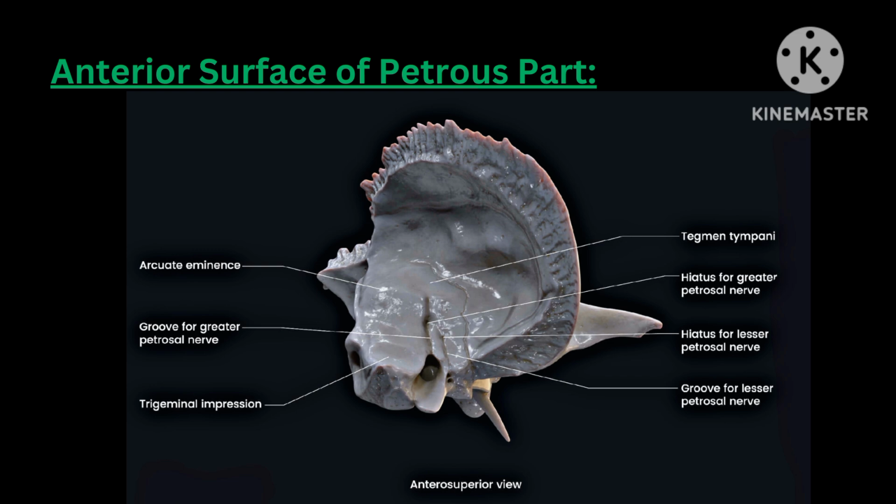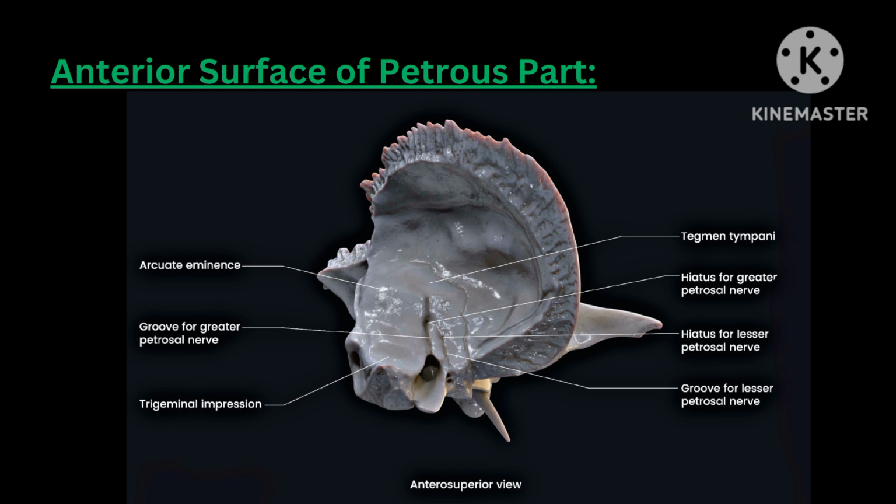The hiatus for the greater petrosal nerve is a shallow groove in the petrous part leading to an oblique opening. It connects the facial canal to the middle cranial fossa. The opening serves for the passage of the greater petrosal nerve and the petrosal branch of the middle meningeal artery. The hiatus for the lesser petrosal nerve is an opening that serves as a passage for the lesser petrosal nerve as it separates from the glossopharyngeal nerve, cranial nerve 9. This opening connects the posterior cranial fossa to the external surface of the skull.